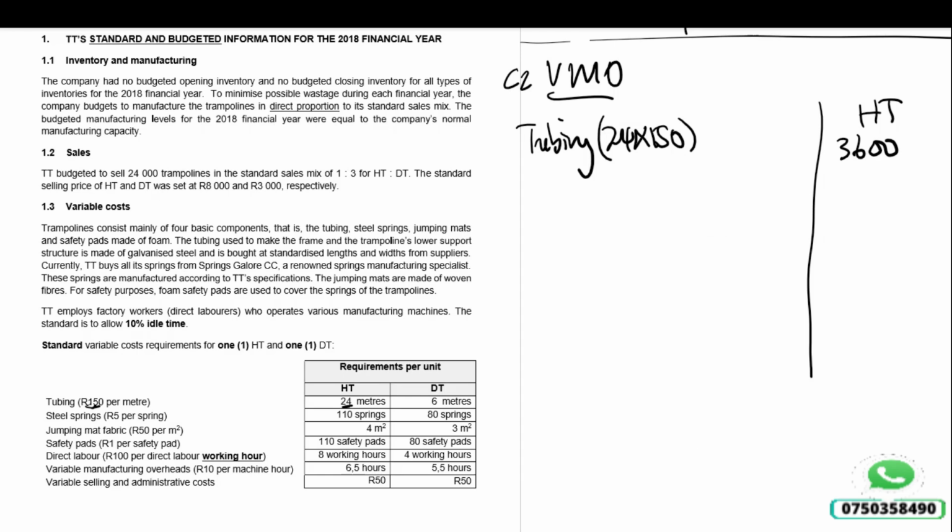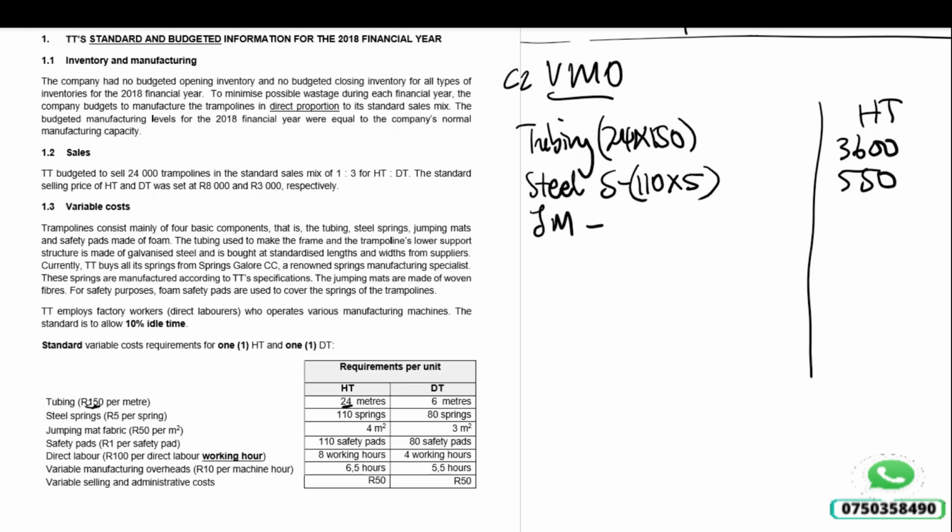Then I have got steel springs, which they said 5 rand per spring, yet I need 110 springs. So to manufacture 1 unit, I need 110 springs, of which 1 spring is costing 5 rand. So the total to produce 1 unit is going to be the total cost of 110 springs, which is 550.